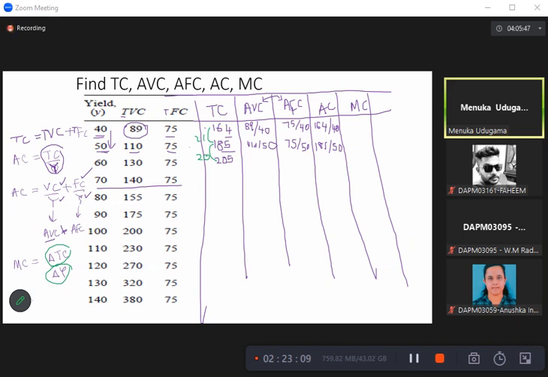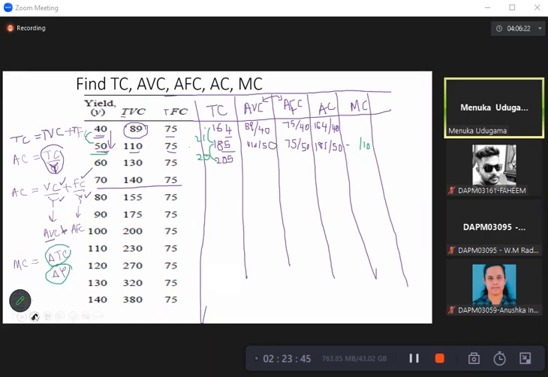Okay. So, for example, here, when you produce this 50th unit, when you increase from 40 to 50, the marginal cost is over this difference. So that is actually 10. Not 185, it's 20, isn't it? 20.